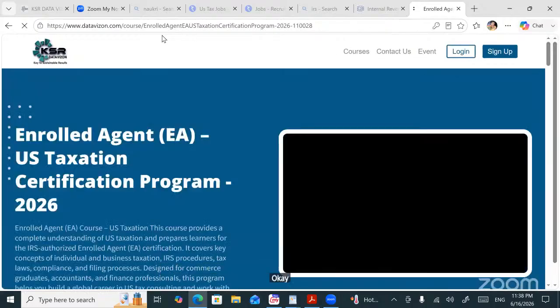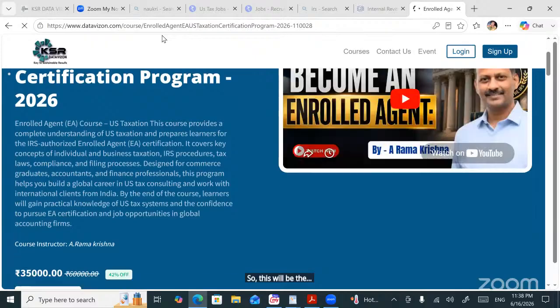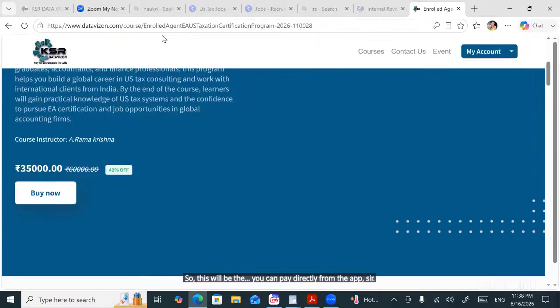Okay, so you can pay directly from the app, sir. You just click here, and you will get all the options.